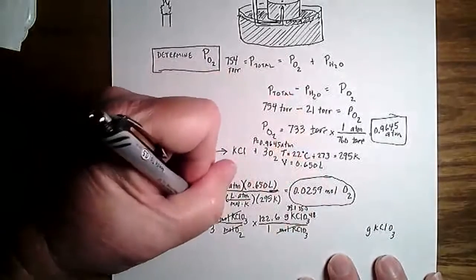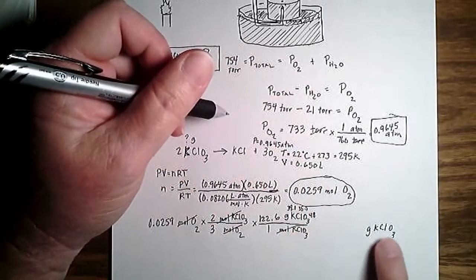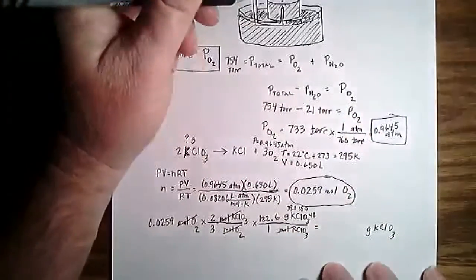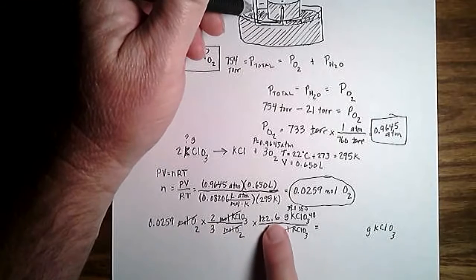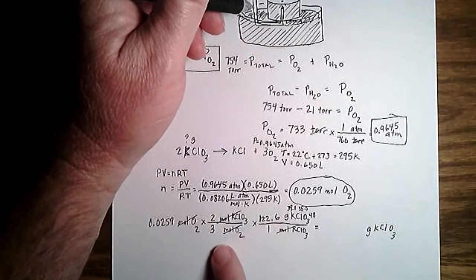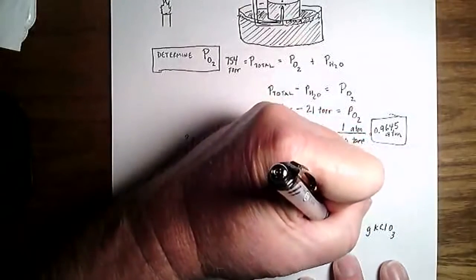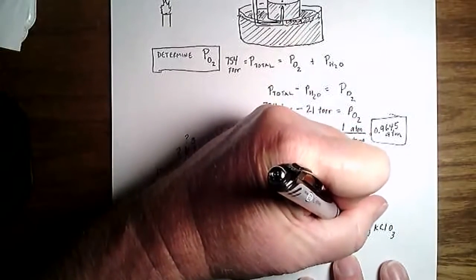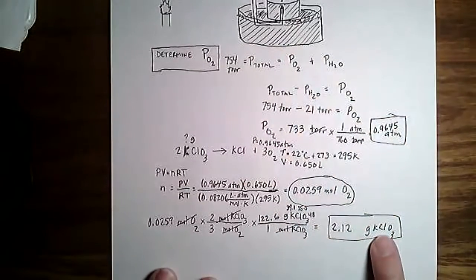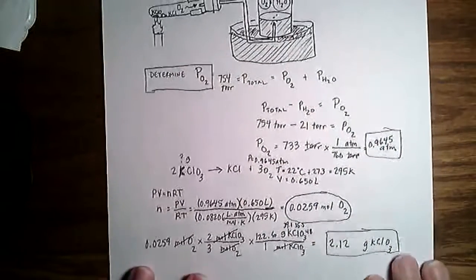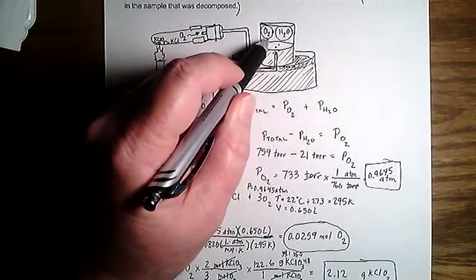We're almost to the end here. Our units will cancel. If you look at the unit I have right now, it's grams of potassium chlorate, just like I wanted. So we can go ahead and do the math. 0.0259 times 2 times 122.6 divided by 3. And when I did it, the answer that I got was 2.12 grams. So that's how much of that potassium chlorate must have been in that test tube in order to give me that quantity of O2.